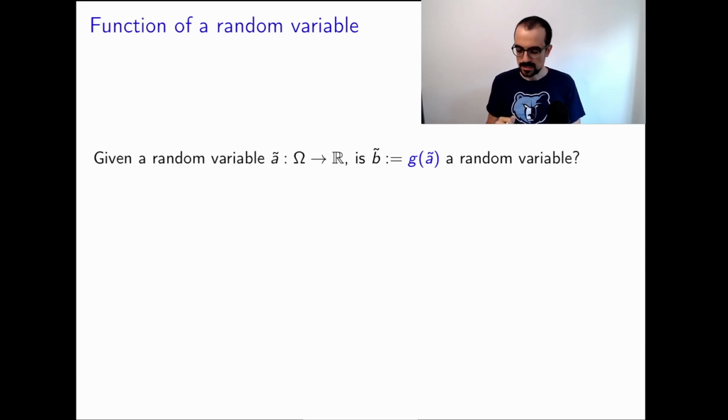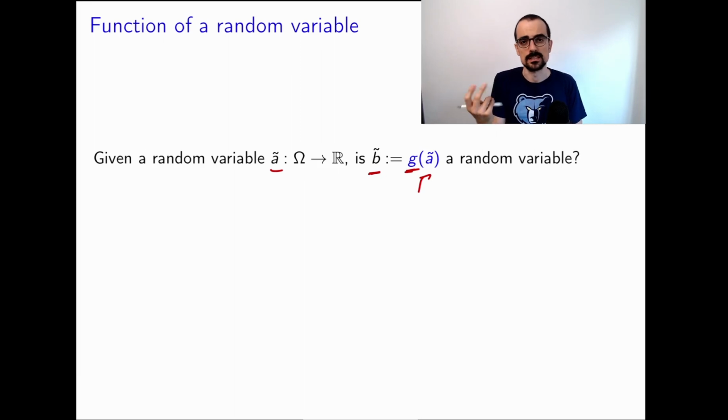All right, so let's finish by considering functions of random variables, because as we had discussed in the discrete case, this is really useful. You're modeling some quantity and then you realize that you're actually interested in a function of that quantity. So first of all, if I have a random variable A, and now I compute another variable B by applying a deterministic function to A, is that a random variable?